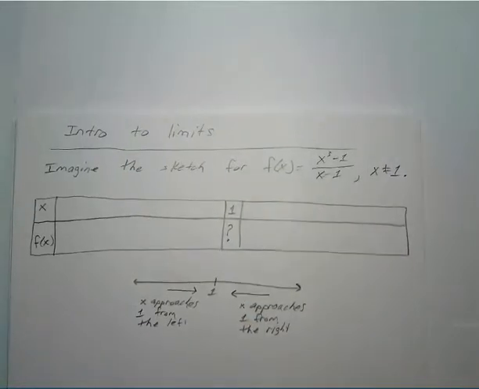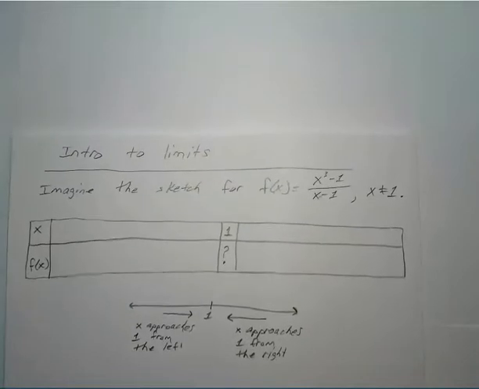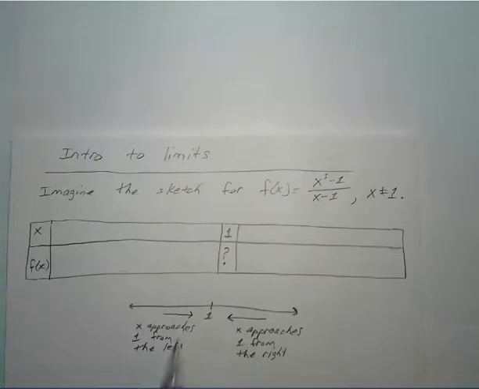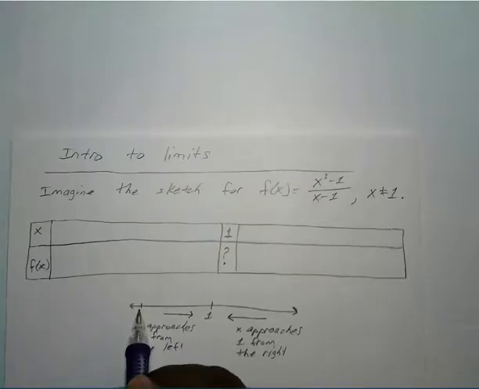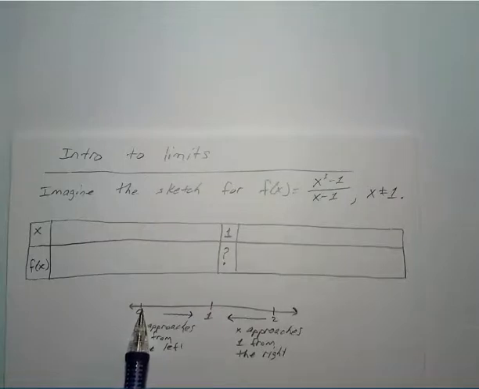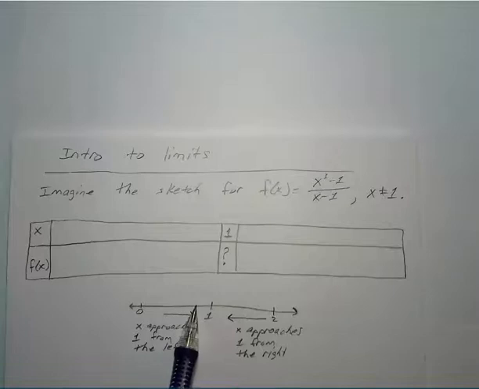Let's say from the left, this would be 0, and this would be 2. We're going to get closer and closer this way and closer that way. You don't have to start at 0, but let's say we start at 0.75, then 0.9, then 0.99, then 0.999, and you can just keep going and going.